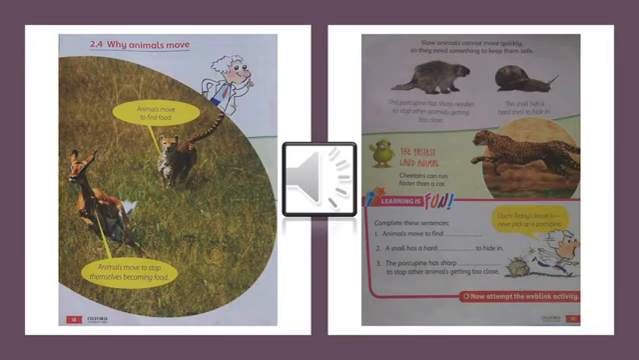Move to the next page, page number 19. Again, there are two animals in front of you. Slow animals cannot move quickly. There are a few slow animals, as I have told you earlier too. They cannot run very fast, or even walk too fast. So they need something to keep them safe. Now, what are the things which keep them safe from becoming prey, the food of other animals?